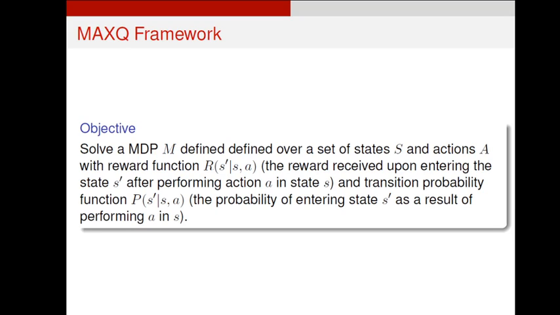Solve a Markov decision process M defined over a set of states S and actions A, with the reward function R of S' given S, A, which we are familiar with from our MDP and Bellman equation topic in module 3, and the transition probability function P of S' given S, A, that means the probability of moving from state S to S' by selecting action A. These are the basic ideas of the MAXQ framework.